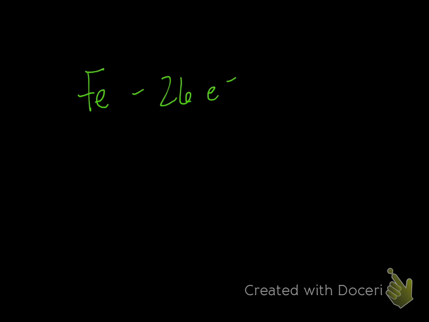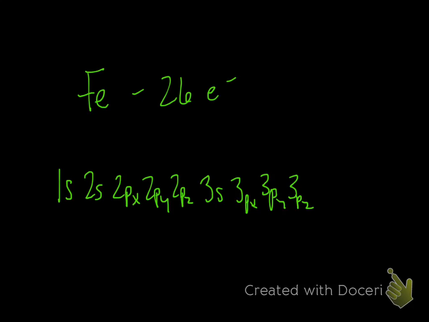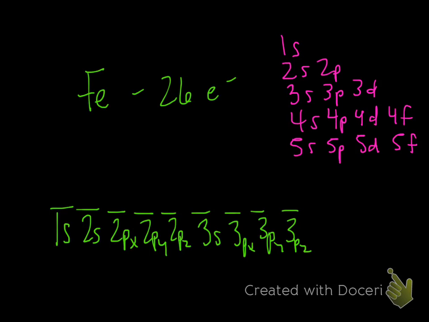Let's do one that gets tricky because it gets into the overlaps. We're going to look at iron with 26 electrons. Well, we've drawn all of our orbitals up to the 3p subshell, but we have to remember that something weird happens after 3p. We have to draw this. Remember this? It's from the Aufbau rule, the first rule that we talked about.